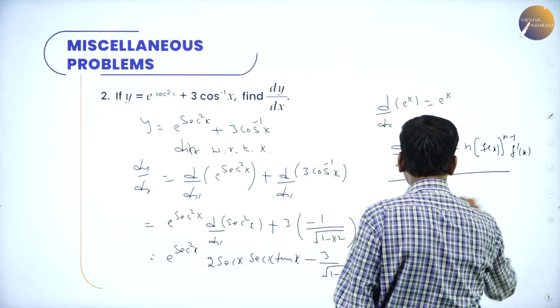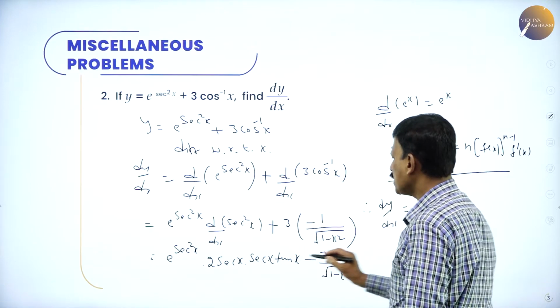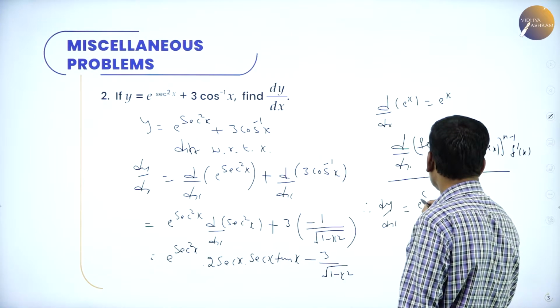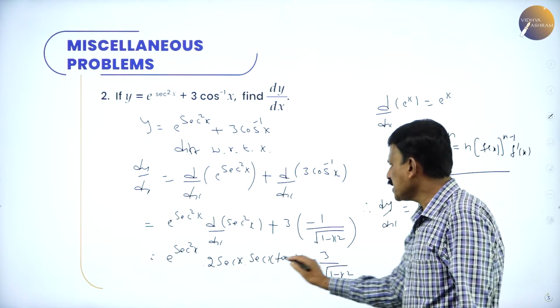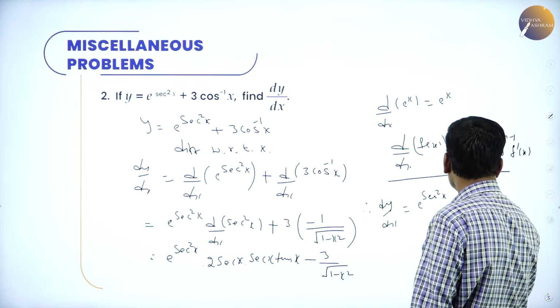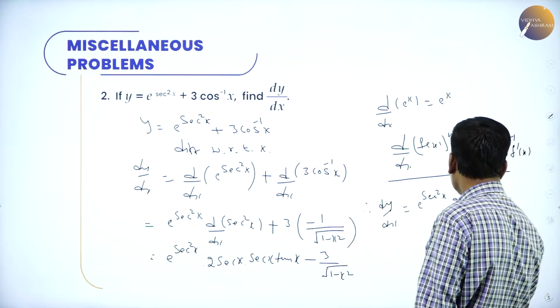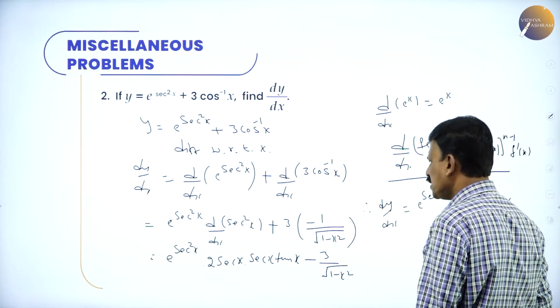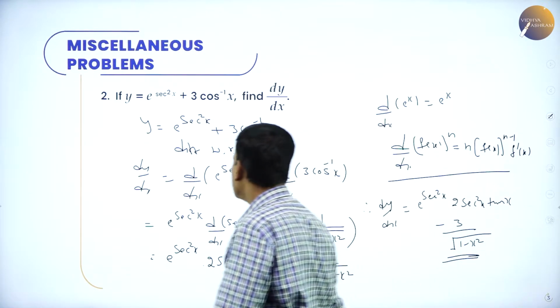Therefore dy by dx is equal to, the answer we are going to get is e to the power of secant square x into 2 secant x into secant x, that is 2 secant square x tan x, minus 3 divided by root of 1 minus x square. This is the differentiated answer.